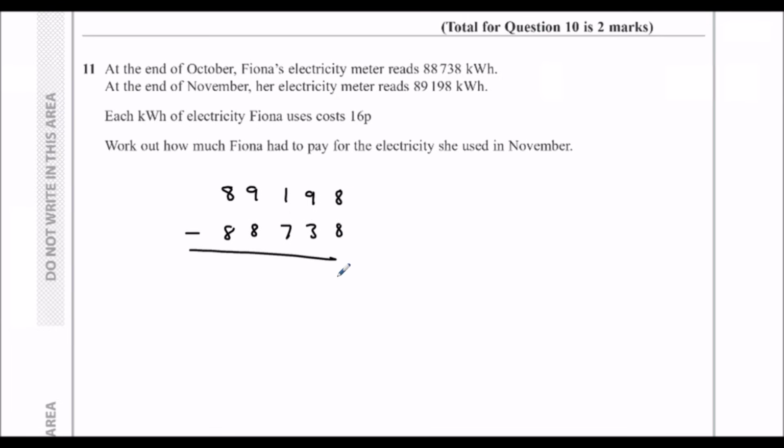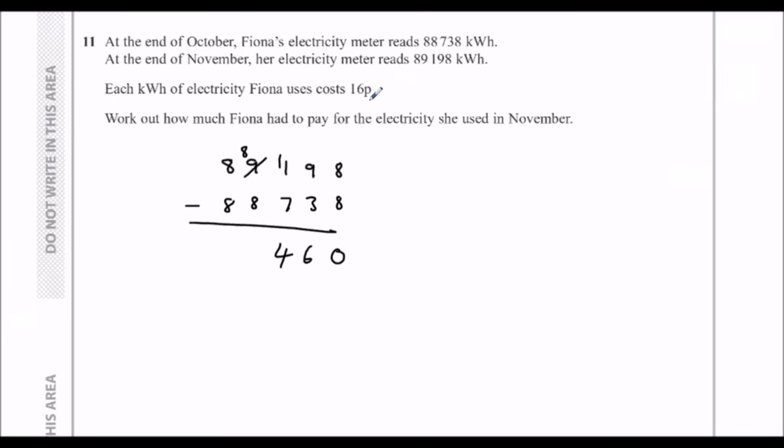8 take away 8 is 0. Then the tens, 9 take away 3 is 6. I don't want to do 1 take away 7, so I'll take one of the thousands and give it to the hundreds. 11 take away 7 is 4. Then 8 take away 8 is 0. 8 take away 8 is 0. So it's 460 units, 460 kilowatt hours. Each one is 16p, so we need to do 460 times 16.